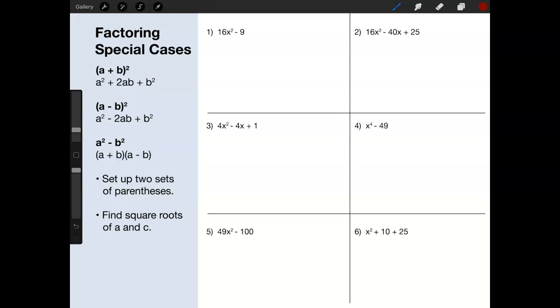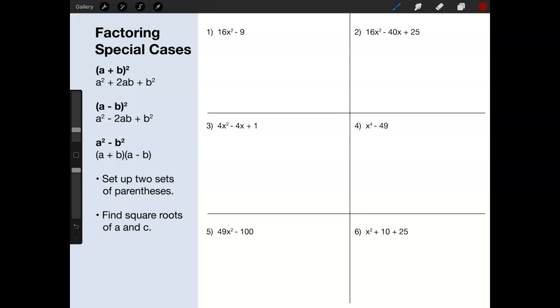Our three special cases are (a plus b) squared, (a minus b) squared, and a squared minus b squared. (a plus b) squared will factor out to be a squared plus 2ab plus b squared. (a minus b) squared will factor out to be a squared minus 2ab plus b squared. And a squared minus b squared will factor out to be (a plus b) and (a minus b).